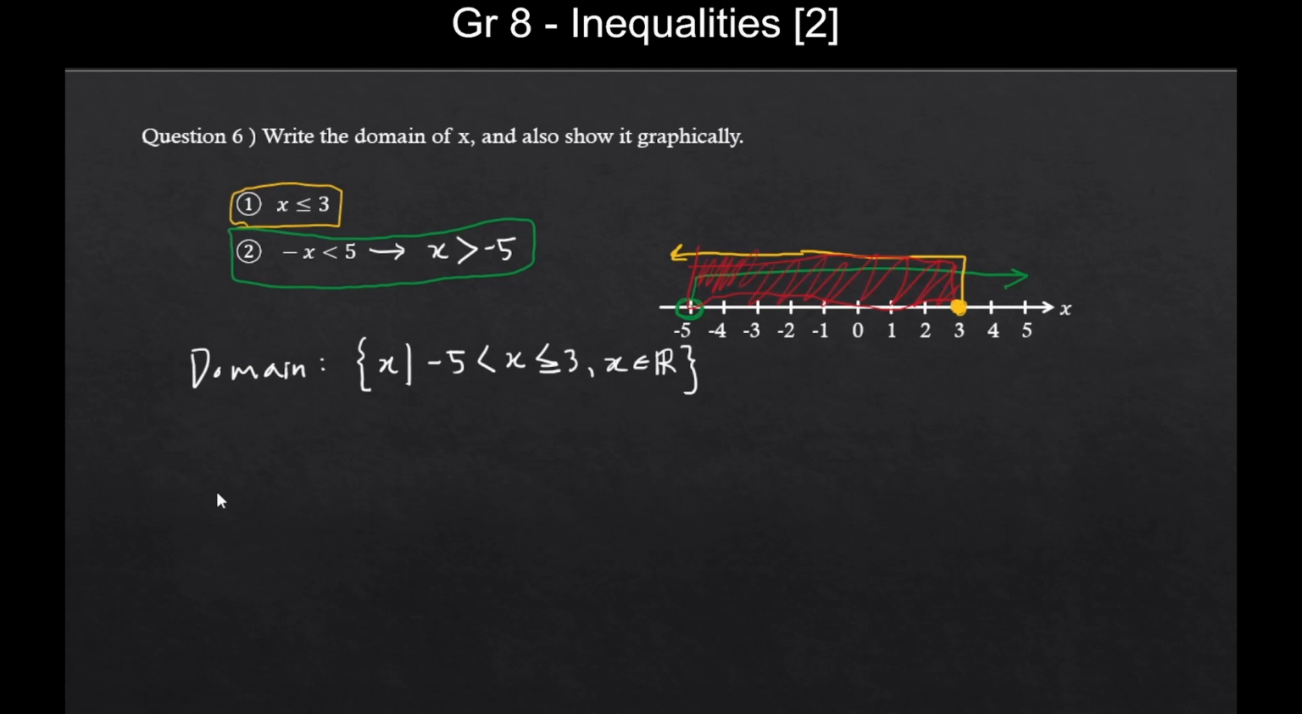You may also pause the video for a moment and make sure you're understanding this. Once again, the question asks for x that can make sense with both inequalities at the same time. And we have a domain for that.